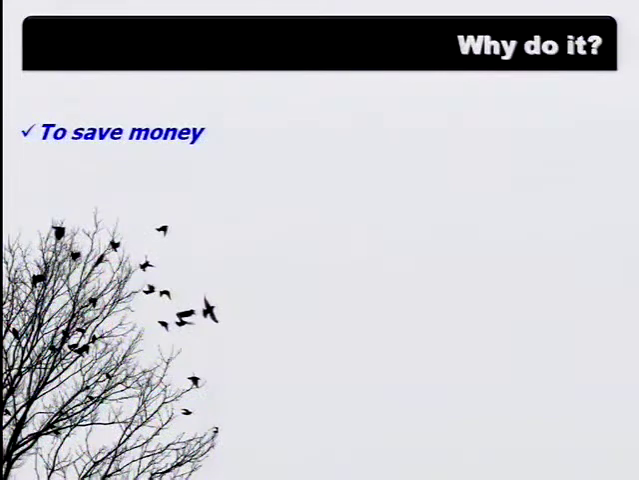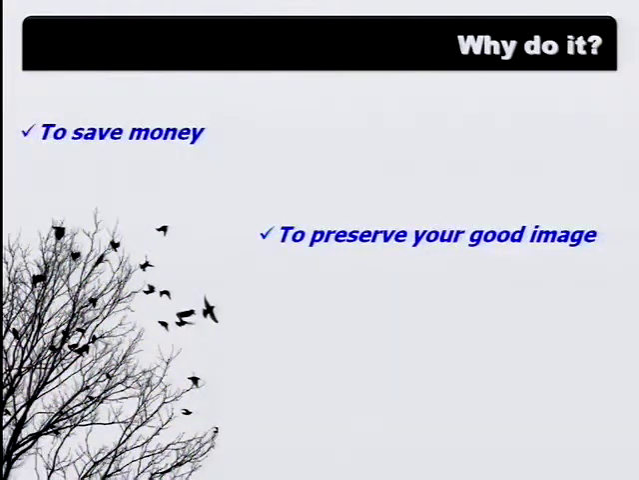Why do you do it? Several reasons, lots of good reasons. Economically, it saves money. For example, at the Web for Development Conference, there was no agenda paper. It saves money because you don't have to purchase the paper and so on. And good image. These days, green is the new buzz color, so it helps preserve your good image.